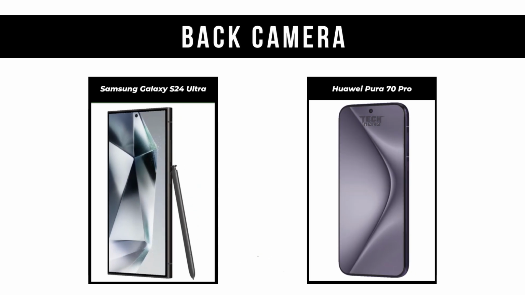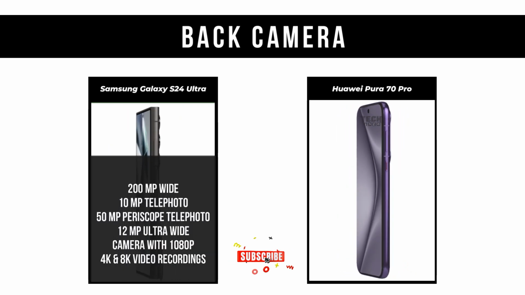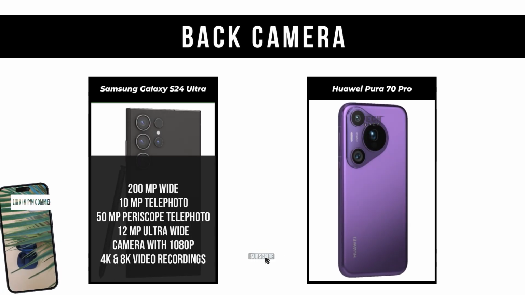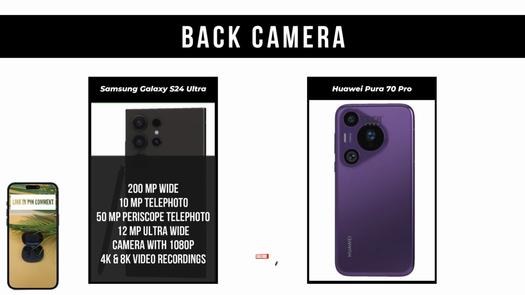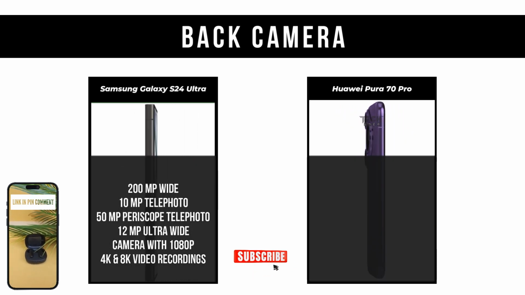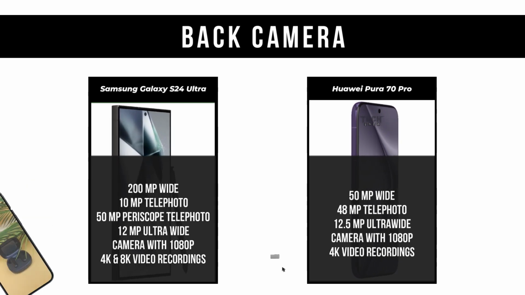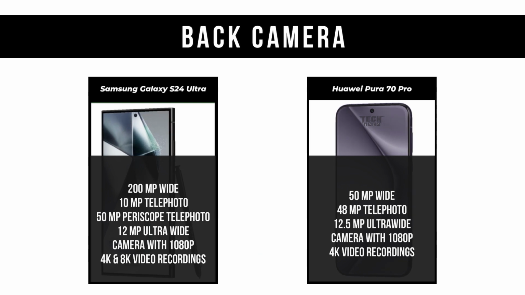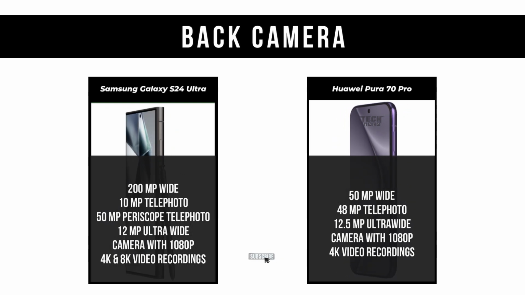Back camera. Samsung Galaxy S24 Ultra is 200MP wide, 10MP telephoto, 50MP periscope telephoto, and 12MP ultra-wide camera, with 1080p, 4K, and 8K video recordings. Huawei P70 Pro is 50MP wide, 48MP telephoto, and 12.5MP ultra-wide camera, with 1080p, and 4K video recordings.